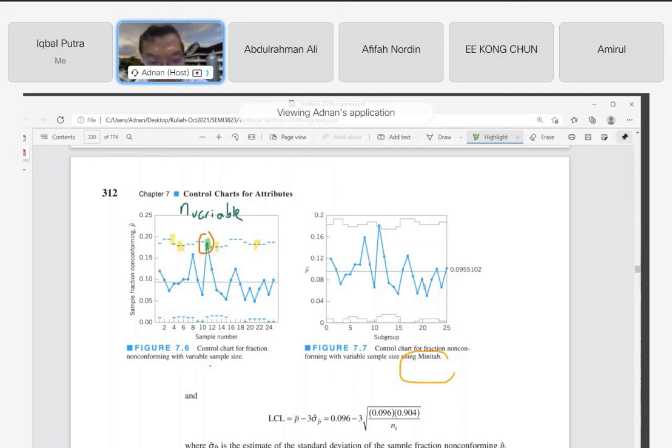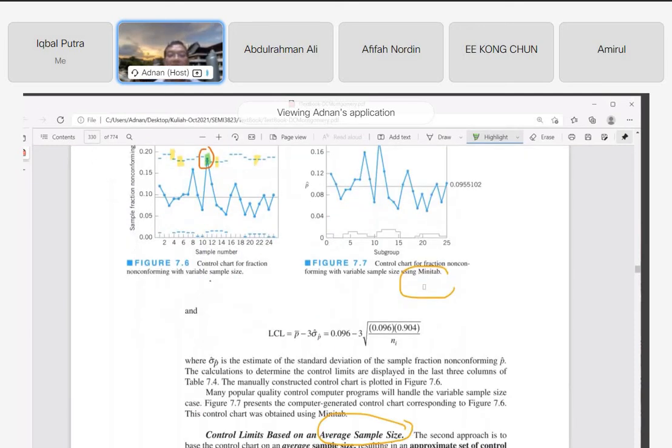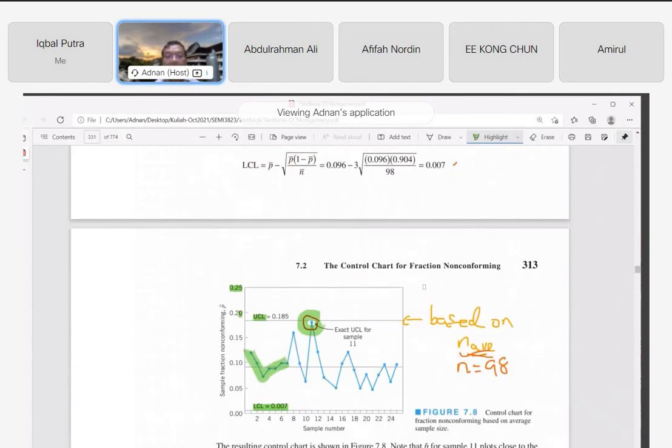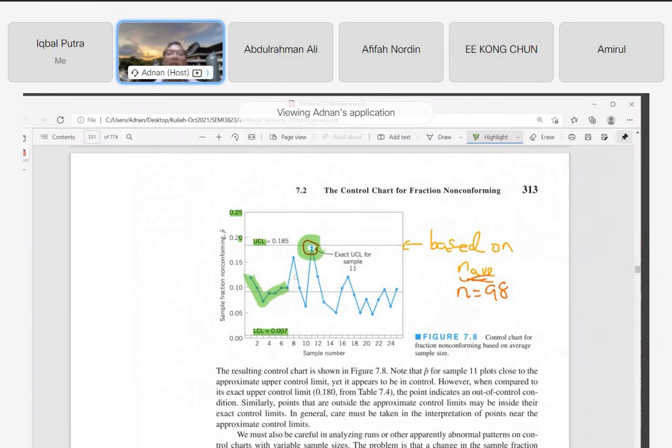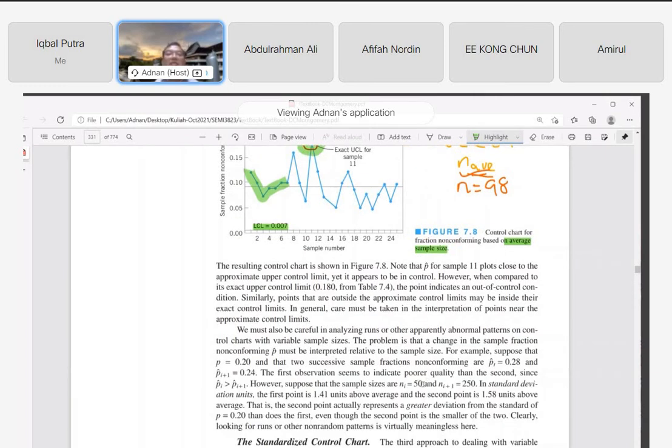Okay, so we can use the average to save our time, but we need to calculate individually when the case is close to the borderline. We can use an average, but we need to be careful when there is a borderline case. That is a precaution: when compared to the exact control limit, the point may indicate out of control. So what it says is that care must be taken in the interpretation of points near the approximate control limit.